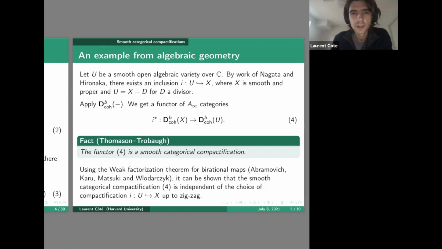Okay, so now we apply D^b Coh. So we pass to coherent sheaves. And this gives us a functor from D^b Coh of X to D^b Coh of U. And the fact, which is, I believe, due to Thomas and Troba, although I'm not entirely sure of the original attribution, is that this functor is a smooth categorical compactification. So just to emphasize this point, we have a geometric compactification of this open variety U by a variety X, and this induces a categorical compactification when you pass to coherent sheaves.